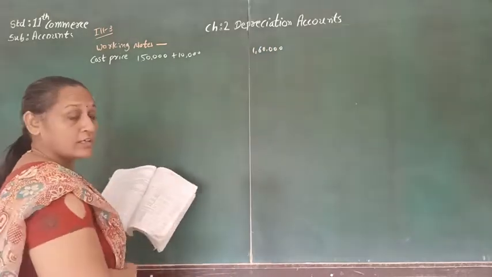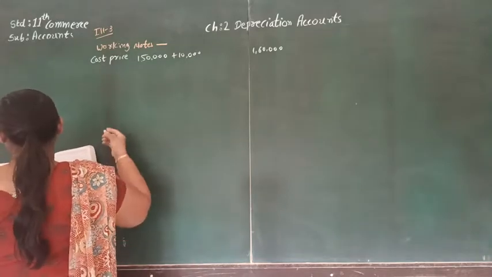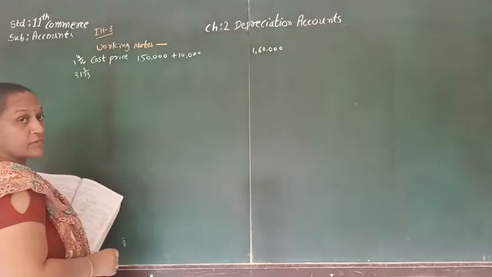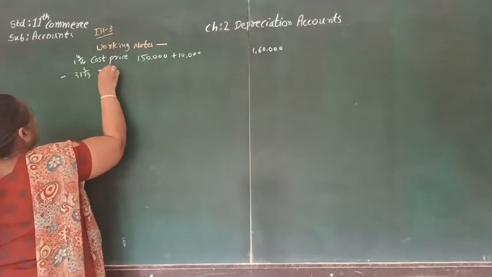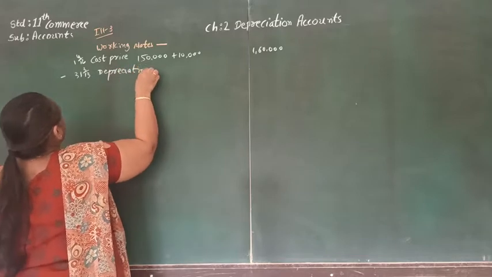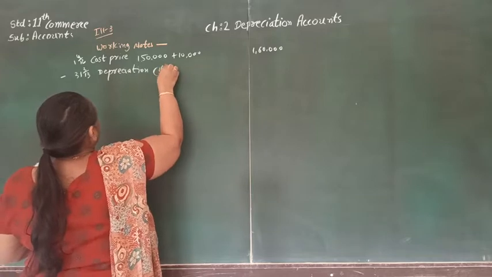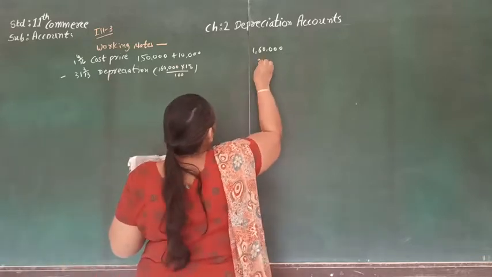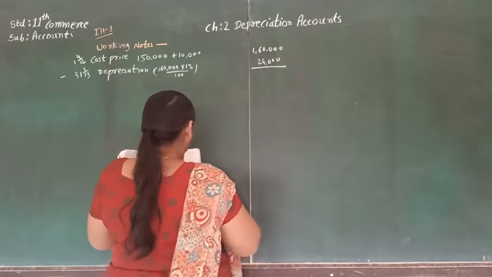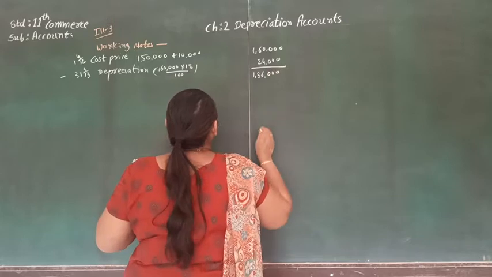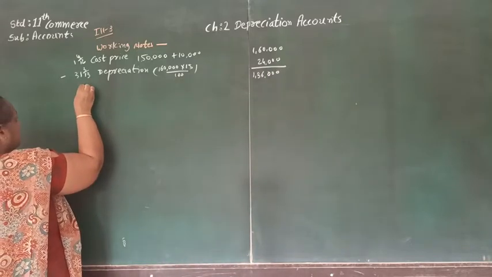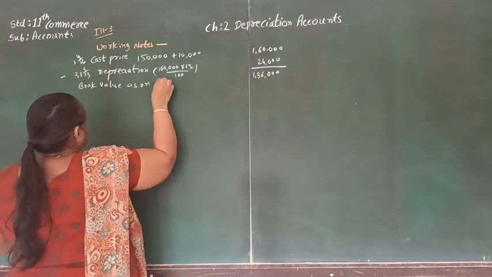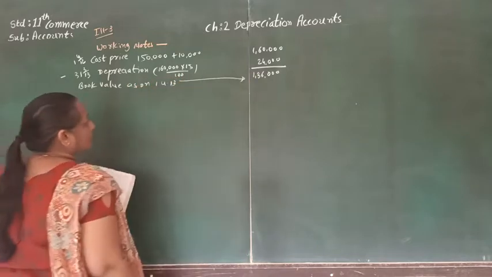Now we have to calculate the depreciation. The machine was purchased on 1/4/12, and first year depreciation we are going to calculate on 31/3/13. The depreciation amount will be on 1,60,000 at the rate of 15%, and the amount of depreciation will be 24,000. So after the depreciation, the balance of the machine account will be 1,36,000. So this is the book value as on 1/4/13.